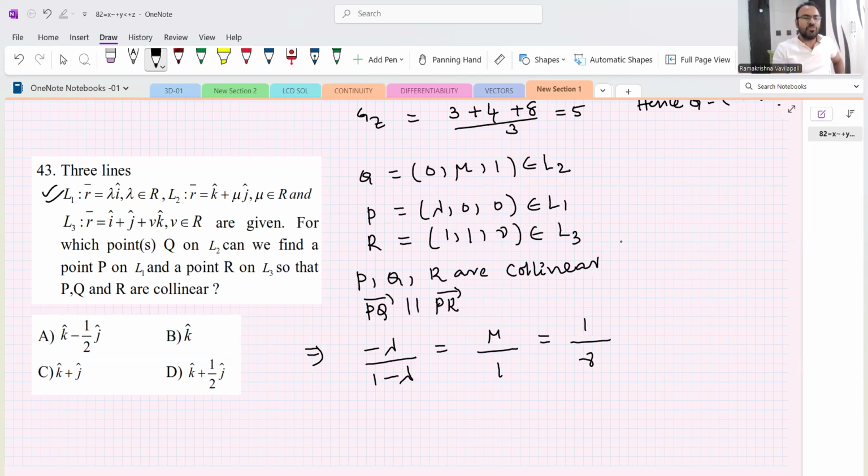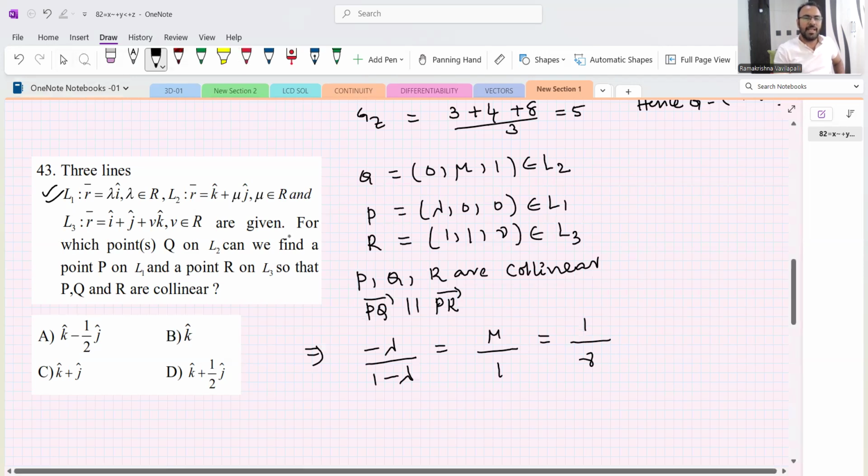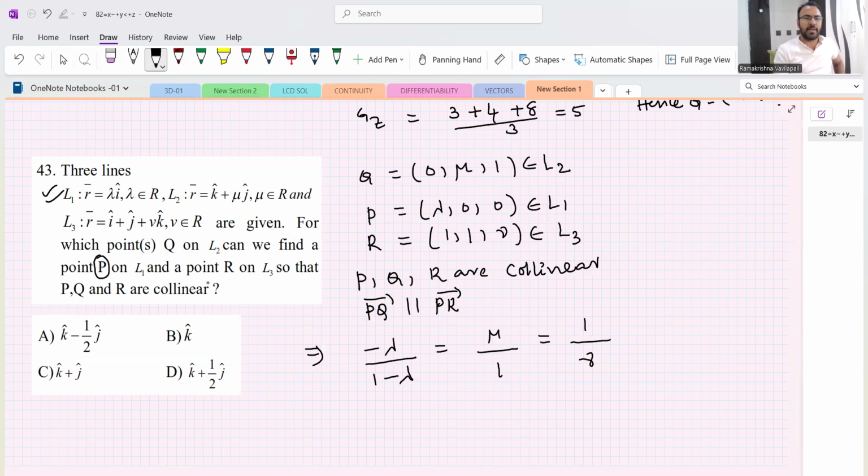So we have to find out a point P. Remember, we can find a point P on L1 and a point on L2 that are collinear. For which points Q on L2 can we find this? So you are asking to find the point Q on L2. They are asking, for which points on L2? So it is nothing but the mu coordinates. What can be the mu values?